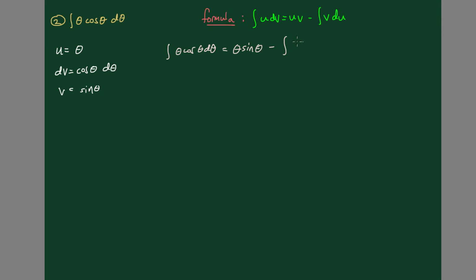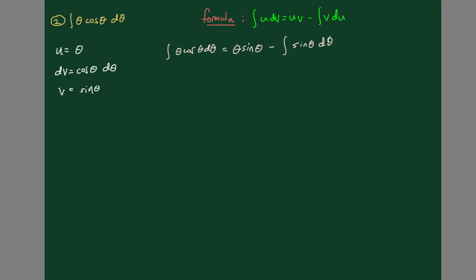Right? So this is going to be sine of theta multiplied by 1 times d theta. Okay? So my integral is theta sine theta minus the integral of sine of theta d theta. Okay, so let me go ahead and write that a little bit simpler. I can get rid of the one that's being multiplied here, and I can just write this as sine theta d theta.